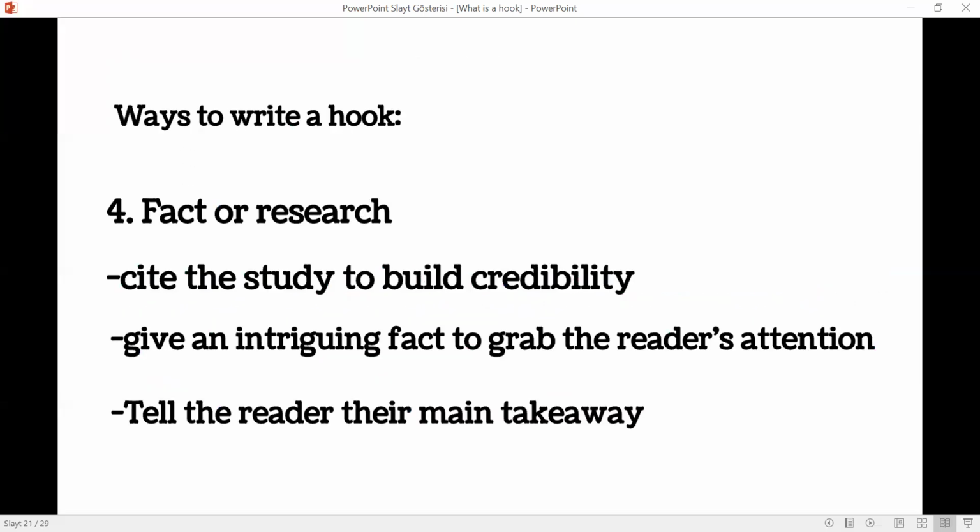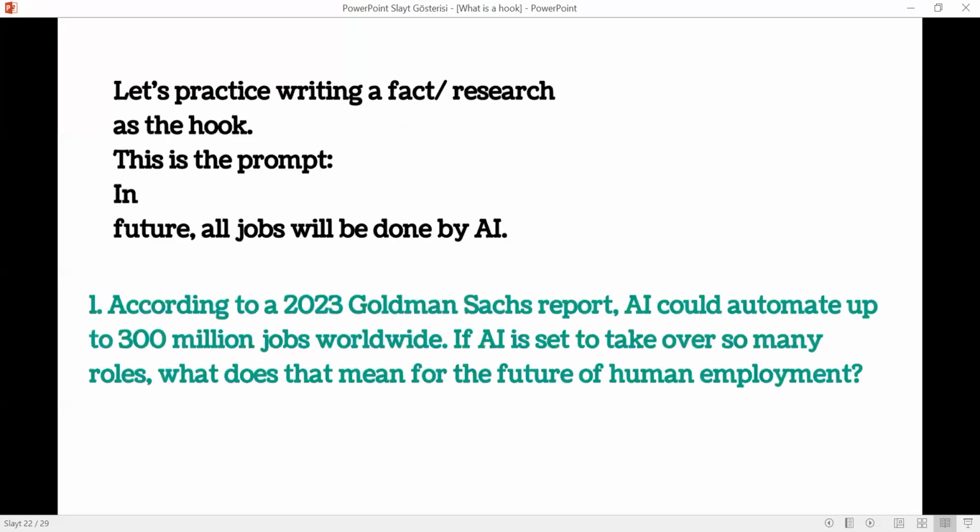The fourth way to write a hook is using a fact or a research. To do so, you need to cite the study to build credibility. Give an intriguing fact to grab the reader's attention, and tell the reader their main takeaway. Here are 3 examples using a fact or research as the hook for the same prompt. According to a 2023 Goldman Sachs report, AI could automate up to 300 million jobs worldwide. If AI is set to take over so many roles, what does that mean for the future of human employment?